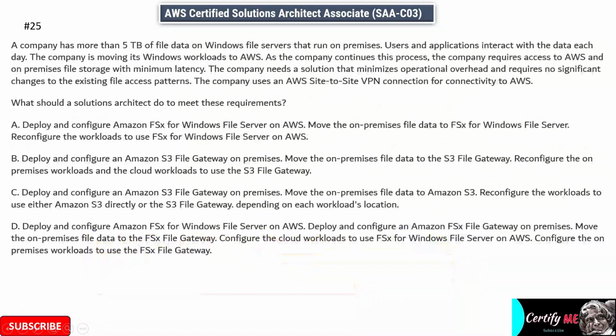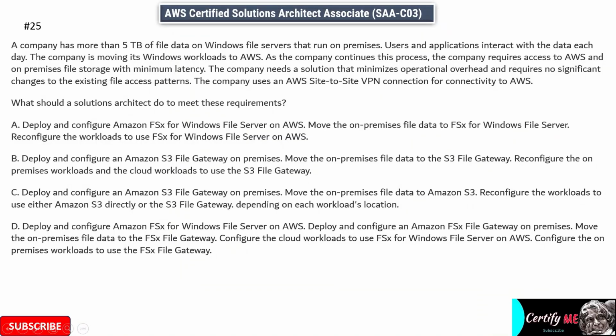Next question. A company has more than 5 TB of file data on a Windows file server that runs on premises. Users and applications interact with the data each day. The company is moving its Windows workloads to AWS. As the company continues this process, the company requires access to AWS and on-premises file storage with minimum latency. The company needs a solution that minimizes operational overhead and requires no significant changes to the existing file access patterns. The company uses an AWS Site-to-Site VPN connection for connectivity to AWS. What should a solutions architect do to meet these requirements?